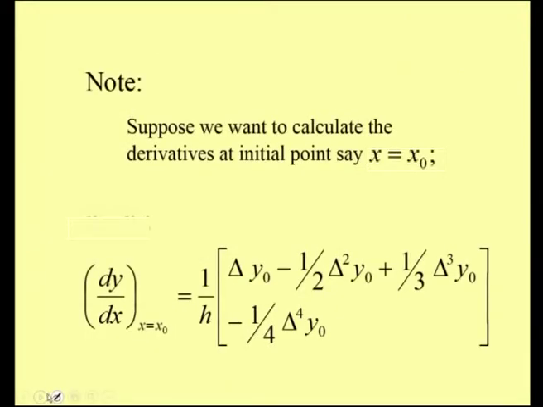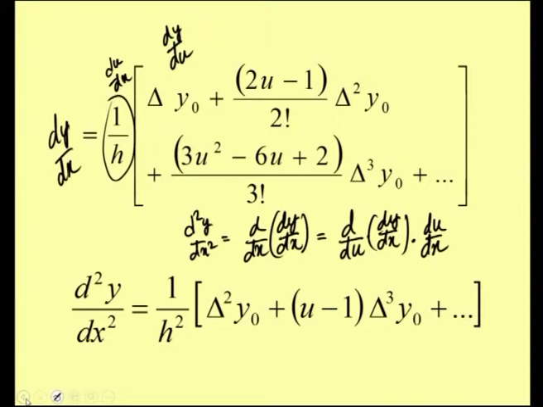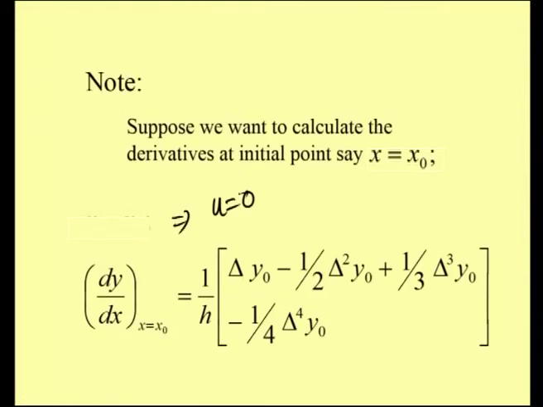Suppose we want to calculate the derivatives at the initial point, that is at x is equal to x naught, then dy by dx at x is equal to x naught is taken. At x is equal to x naught, u becomes 0, and we will have 1 by h into del y naught plus minus 1 by 2 into del square y naught plus 2 by 6, that is 1 by 3, into del cube y naught plus etc. So, that is 1 by h del y naught minus 1 by 2 del square y naught plus 1 by 3 del cube y naught minus etc.